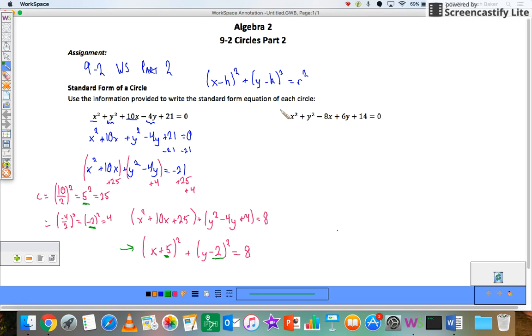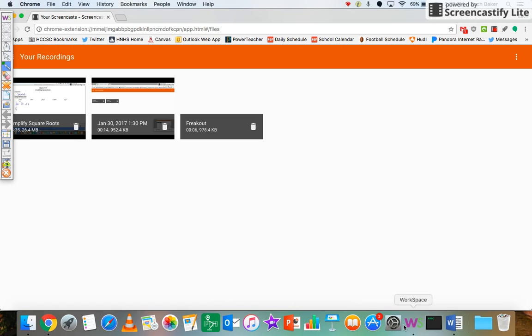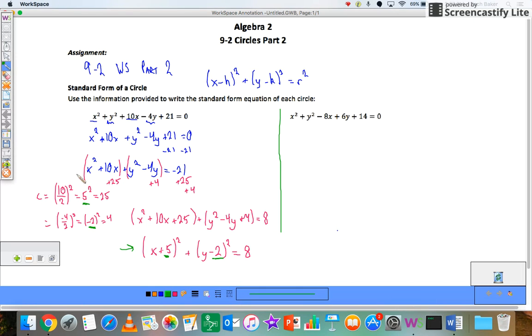So what I want you to do is take a minute, pause the video, and try to work through this next problem. Okay, I've got x squared plus y squared minus 8x plus 6y plus 14 is equal to 0. So try that, see what you come up with, and then we'll look at it together in just a second.